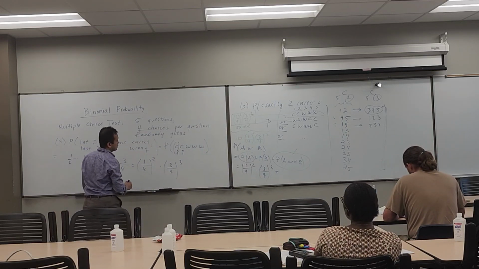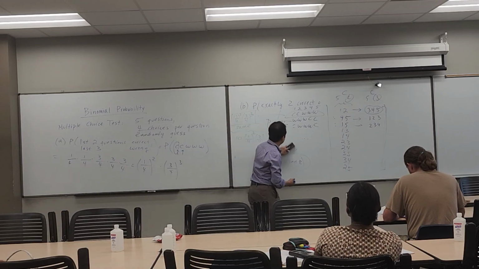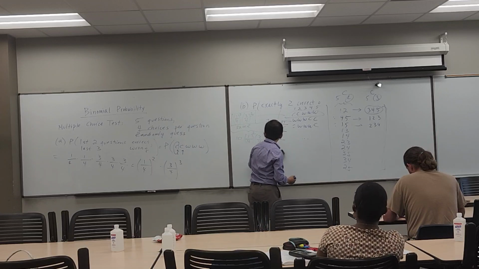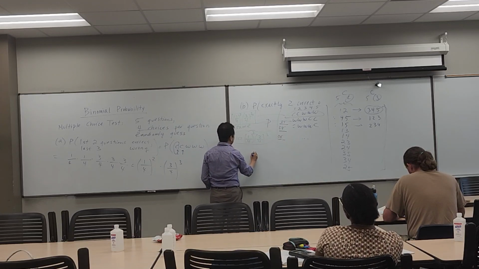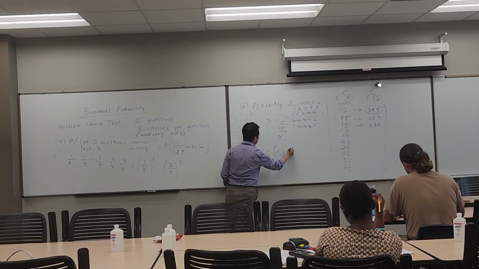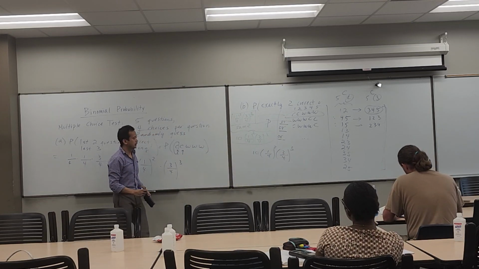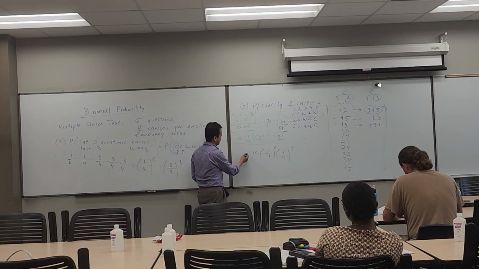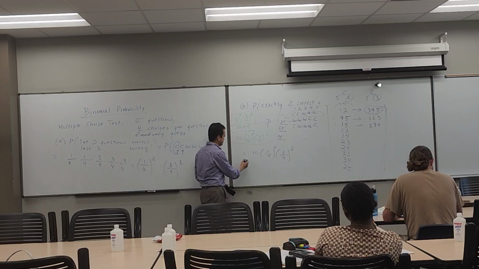So the final answer will be 10 times 1/4 squared times 3/4 cubed. Plugging that in, it's going to give you 0.263.